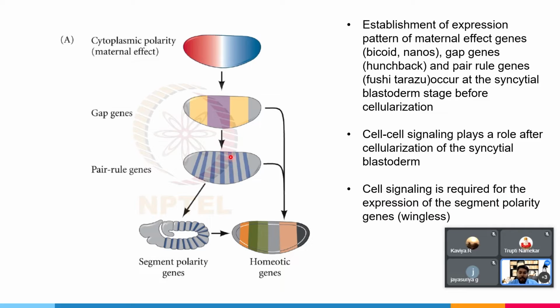So by the time the embryo has evolved to the cellular blastoderm stage, only then can segment polarity genes start being expressed, such as wingless. So this is the stage at which cell-cell signaling plays a role, because previously there were no separate cells present. Everything was various nuclei present on the surface of the entire oocyte, sharing the same cytoplasm.